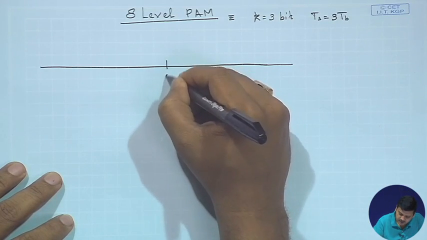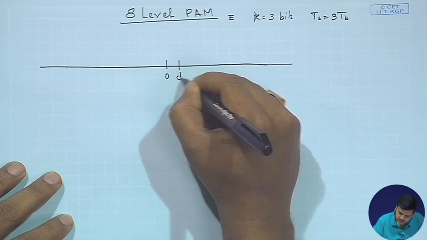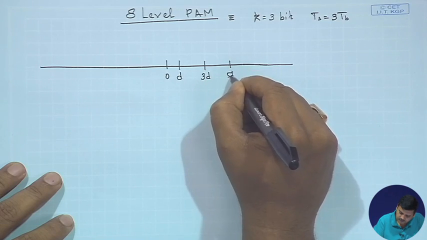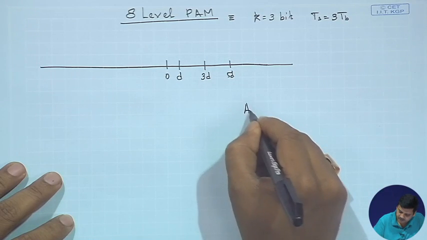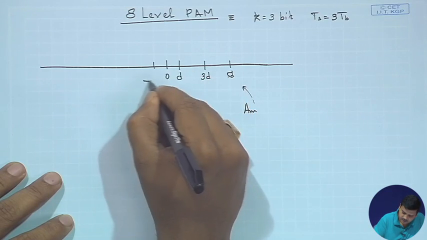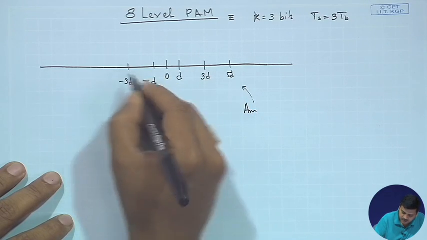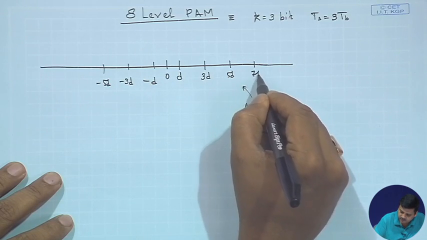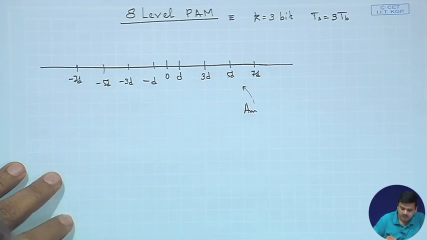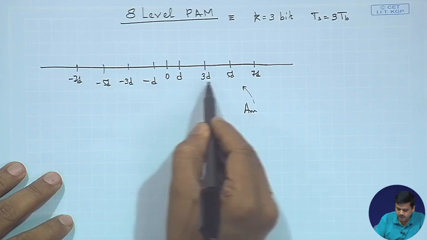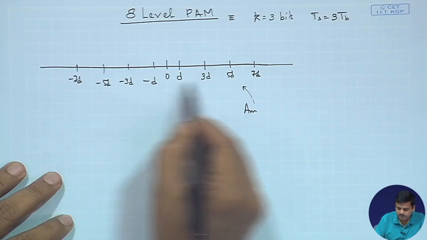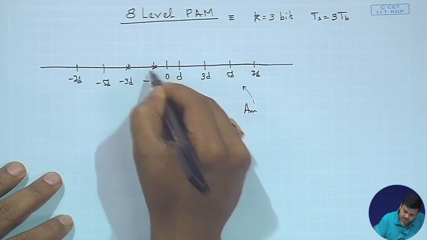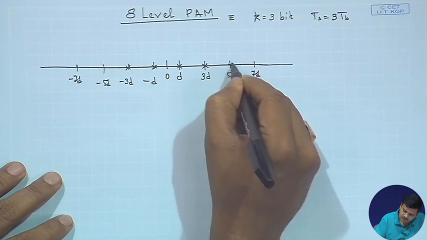So, if there is a 0 and this is D, you have 3D, you are going to have 5D. You can do these calculations of finding AM, right. These are the AMs that you are going to get, minus D, minus 3D, minus 5D. We have 6, so you have 7D and minus 7D. So, now you have 1, 2, 3, 4, 5, 6, 7, 8. So, you have 8 levels, right. So, now the problem that is with us. So, these are the amplitude levels.